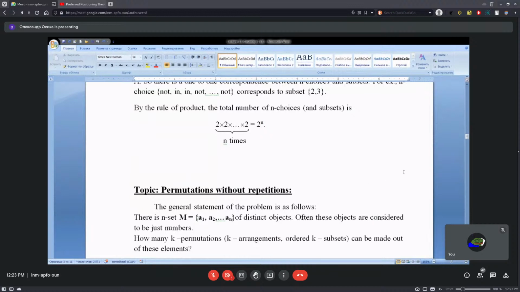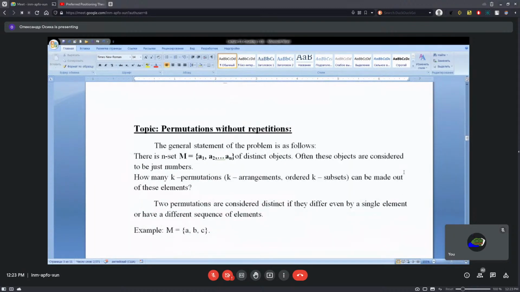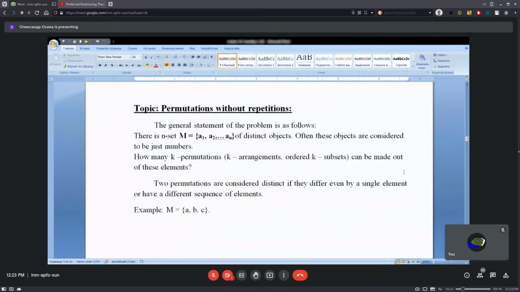Permutations without repetitions. Permutations. The general statement of the problem is as follows. There is a set M consisting of n elements of distinct objects. All of them are different. Often these objects are considered to be just numbers.